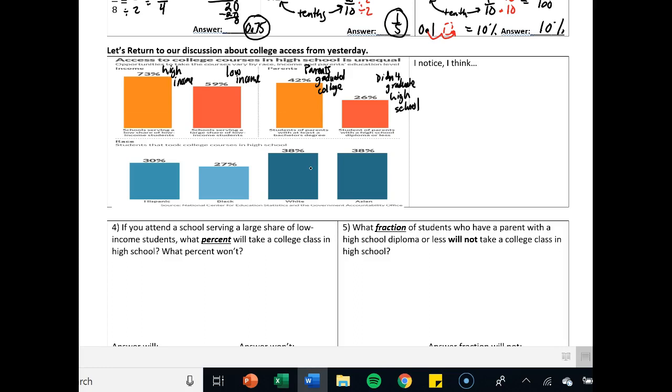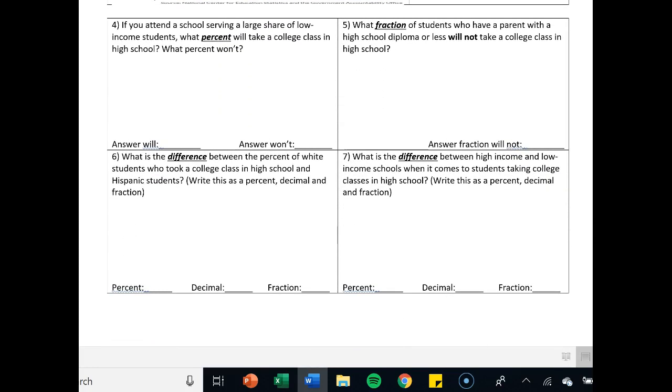So let's think about this. It doesn't really make sense that whether you exist in a high income or low income school should determine whether or not you have access to an AP class, nor should it depend on your race, nor should it depend on if your parents even graduated college. It should depend simply on your ability to take that class. All right, so let's answer some questions related to those graphs. If you attend a school serving a large share of low-income students, what percent will take a college class in high school?